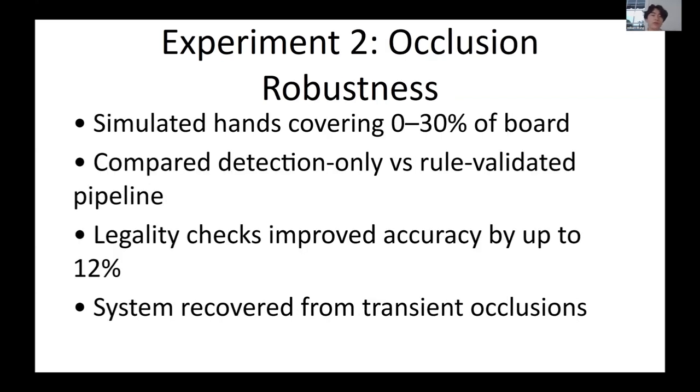Experiment 2, occlusion robustness. Simulated hands covering up to 30% of the board. Compared detection only versus the rule-validated pipeline. Legality checks improved accuracy by up to 12%. The system recovered from transient occlusions.